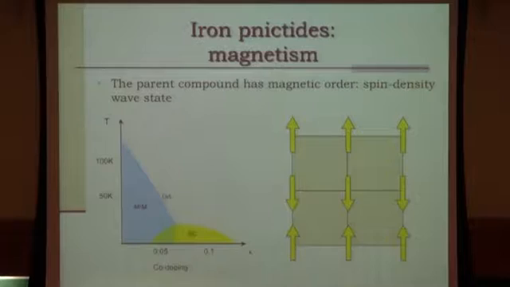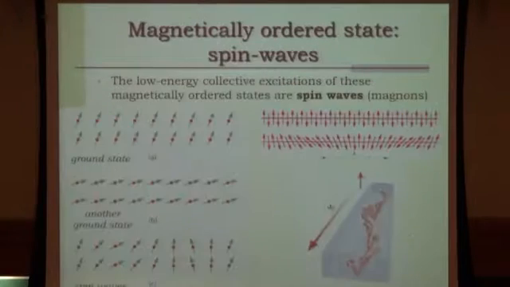Okay, so this is the parent compound of pnictides. I have this magnetically ordered state. How can this magnetism help me to have pairing? Well, I'll be a bit qualitative here, but just come with me and accept this more qualitative approach for now. What are the excitations of any magnetic ground state that has continuous symmetry? They're spin waves, the so-called magnons.